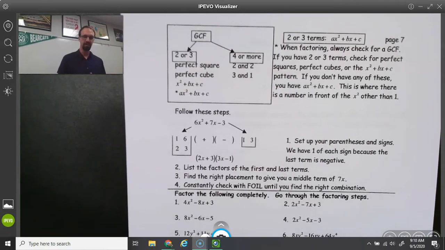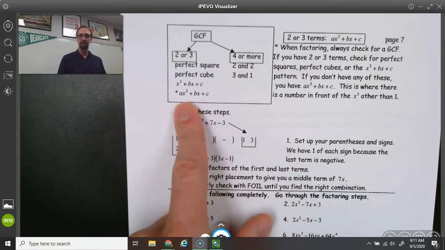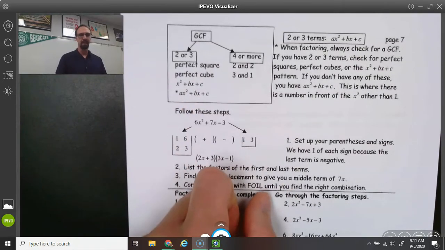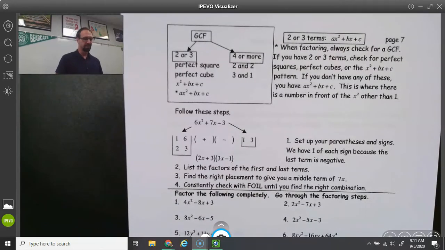If you have 2 or 3 terms, check for those perfect squares, those perfect cubes. Then check to see if you have the x squared plus bx plus c pattern. So that pattern is an x squared with a leading coefficient of other than 1, some term with the x, and then a constant term. So what we're going to do in this is the section that I was talking about in an earlier set of notes, where we really want to talk about what it is to factor the coefficients. Knowing the factors of the coefficients is going to make your life so much easier.